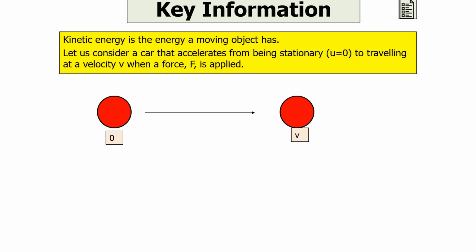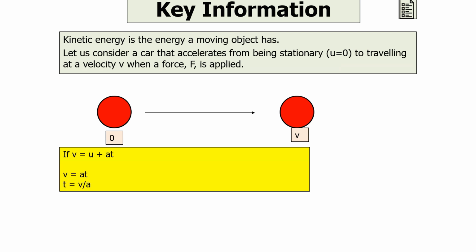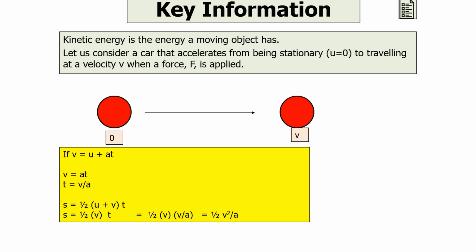So let us consider a car that accelerates from being stationary, u equals 0, to travelling at velocity v when a force F is applied. So if we know v equals u plus at, this is one of the SUVAT equations, we know that v in this idea will be equal to at, acceleration times by time, and we know that t is equal to v over a. So now we also know that s equals a half u plus v times by t. So with that, we can sub in our equations now and say s equals a half vt, because we know u in this concept is 0. So therefore it equals a half times by v over a. So therefore it equals a half v squared over a.